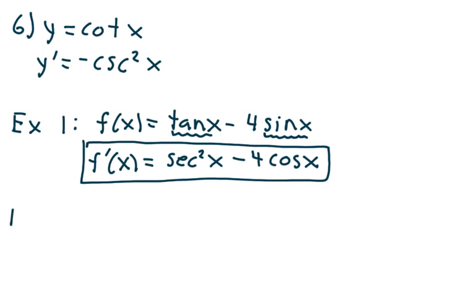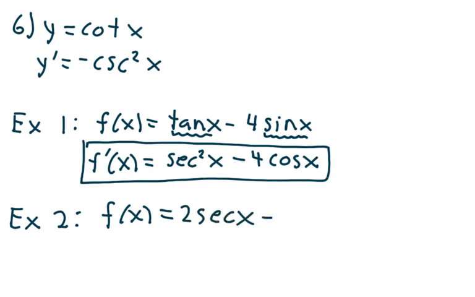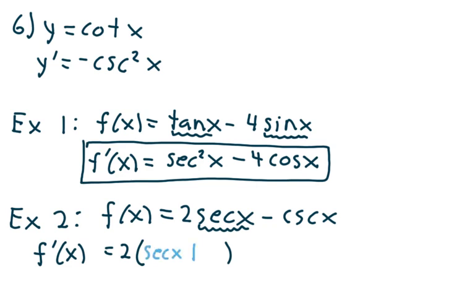Example 2. Suppose I had f of x is 2 secant x minus cosecant x. So if I want f prime of x, now remember that the derivative of the secant function is secant x times tangent x. So I'm going to take 2, the 2 goes along for the ride, and I'm going to multiply by secant x tangent x.